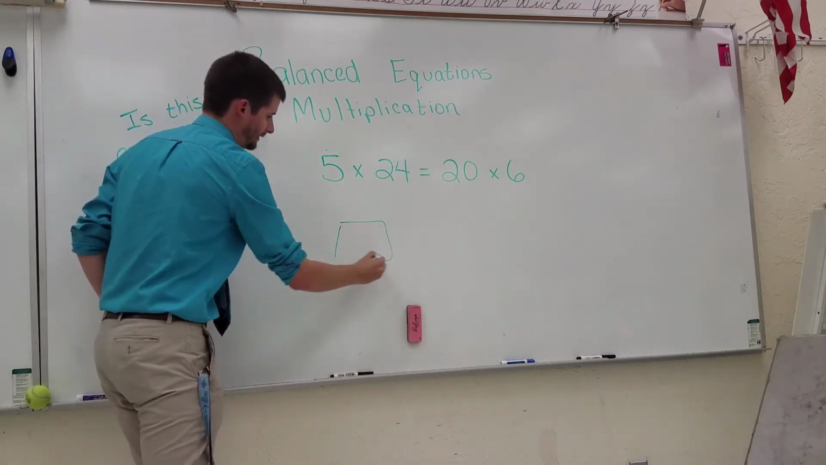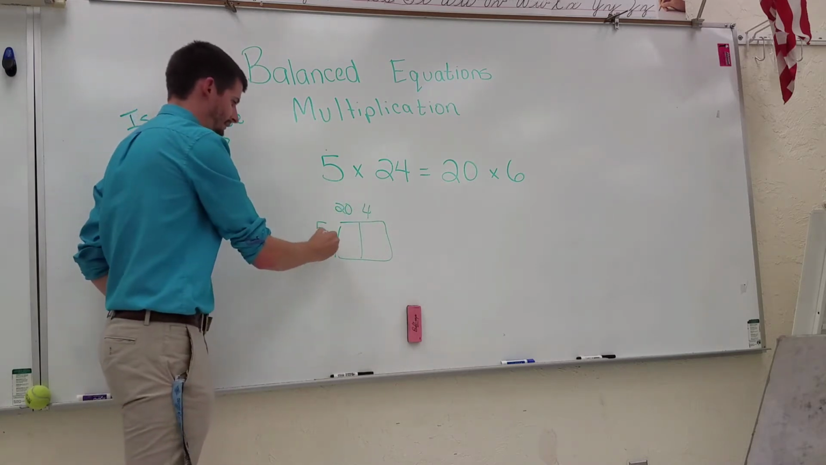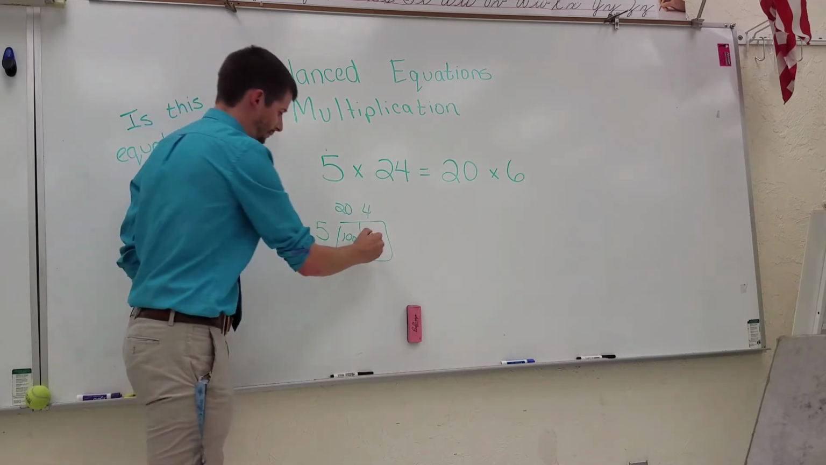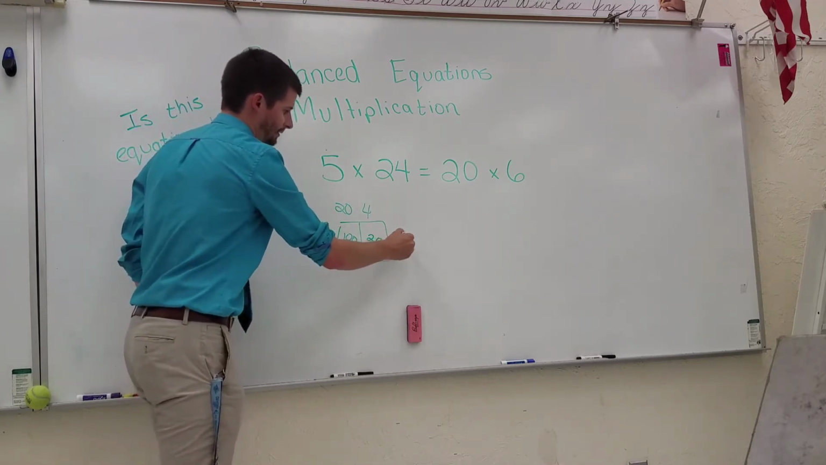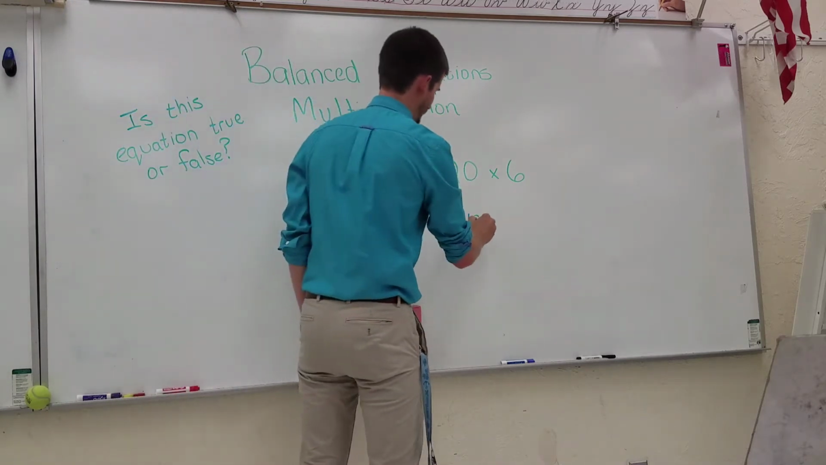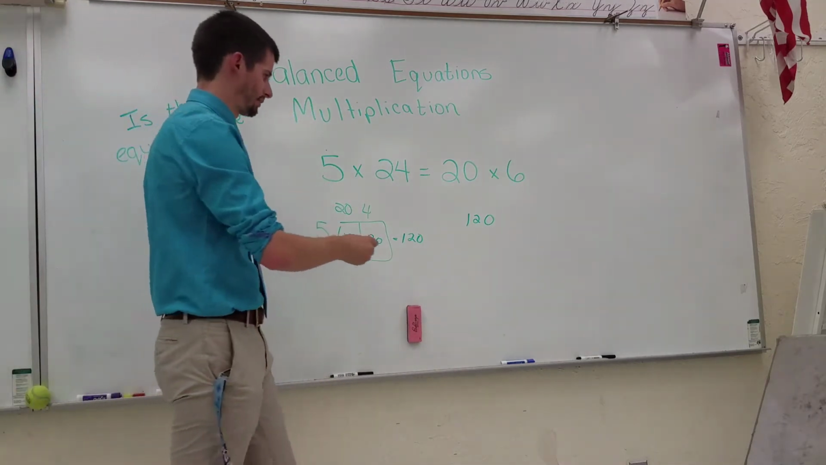So we can do 5 multiplied by 24. So we've got the 20 and the 4 and the 5. So 5 times 20 is 100. 5 multiplied by 4 is 20. So when we add those together, we get 120. And then 20 times 6, well, 2 times 6 is 120, then we can add the 0. Now, that worked for this one. So this one is true.